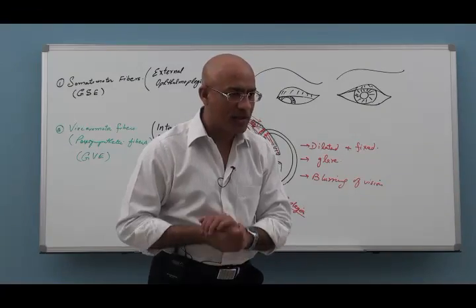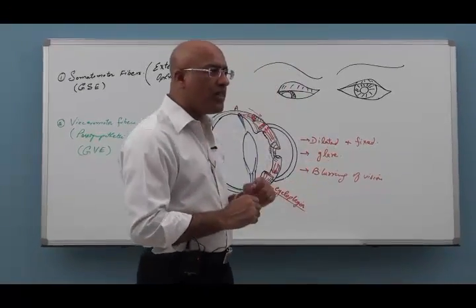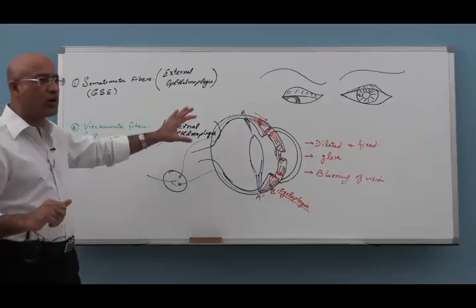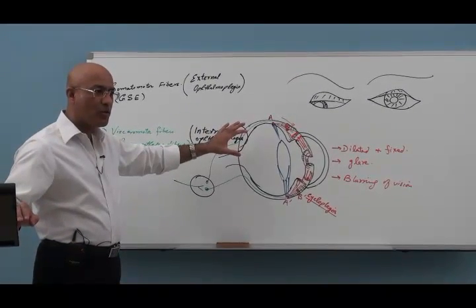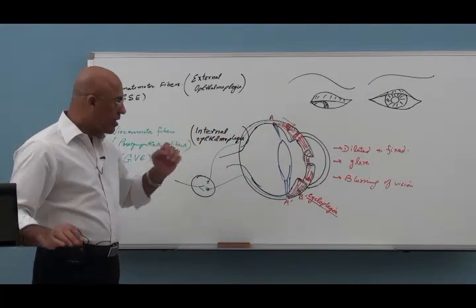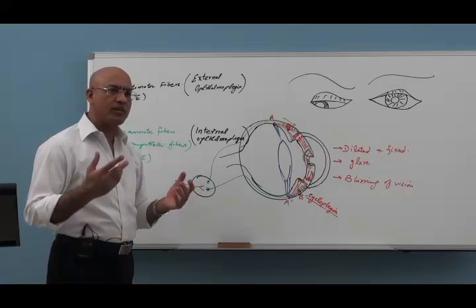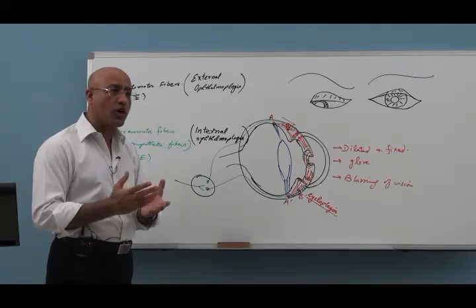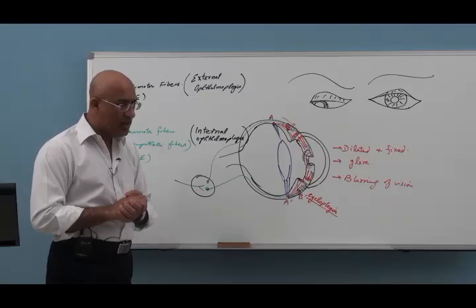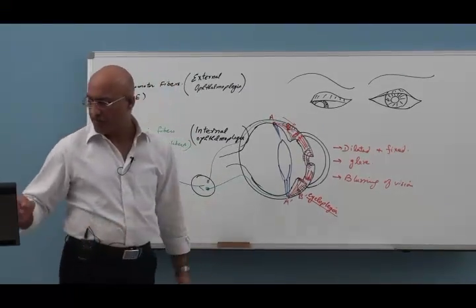Am I clear? Done. Now we come to it. We just talked about what happens to the eye when there is damage to the third cranial nerve. But now we'll talk about why there is damage to the third cranial nerve. What are the causes of damage to the third cranial nerve? So let's go for that now.